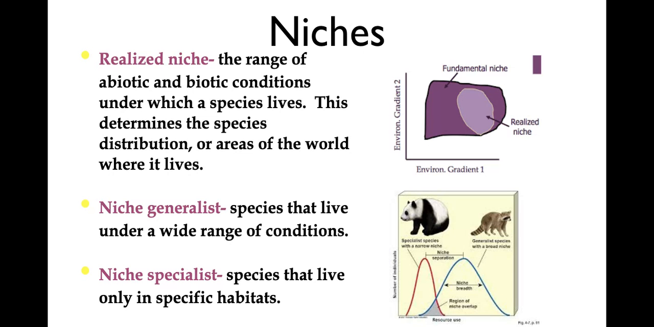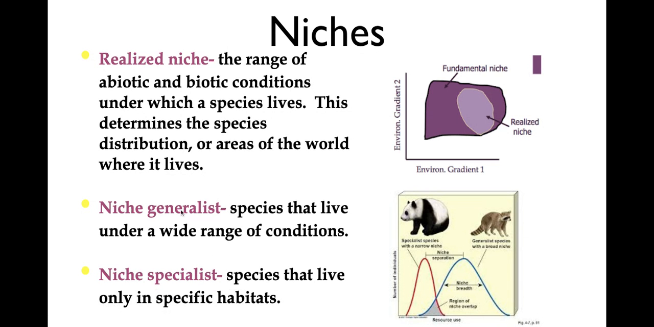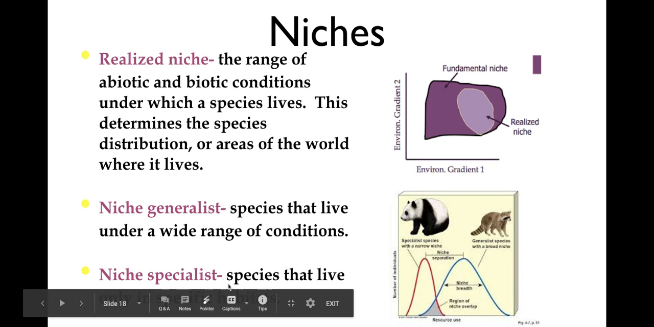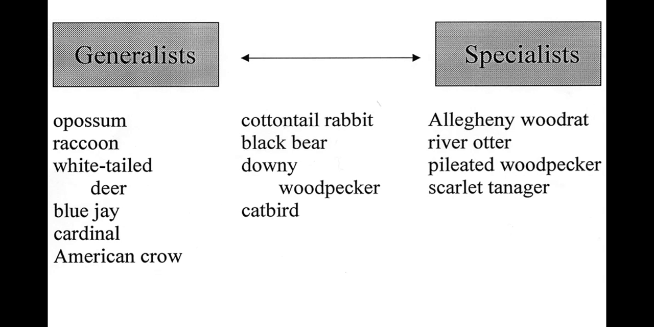generalist and specialist species, I would like you to refer back to what a niche was, right? And what a realized niche was, and how the niche of generalists is going to be wide because they can adapt, and the specialist niche is going to be very narrow. If you remember this graph, hopefully that will help you to differentiate between the niche of a generalist and the niche of a specialist.